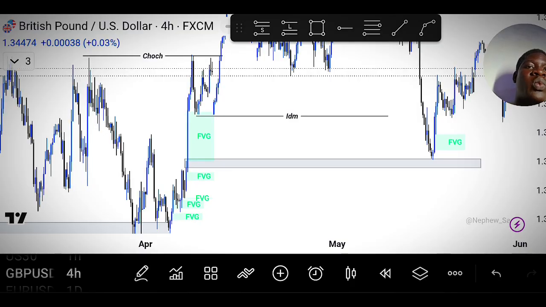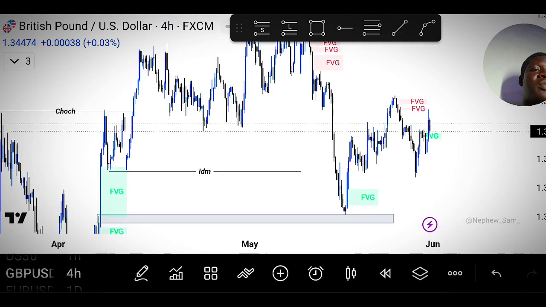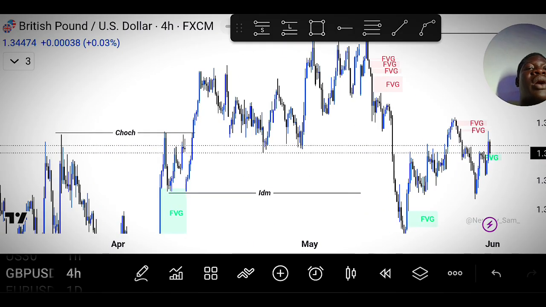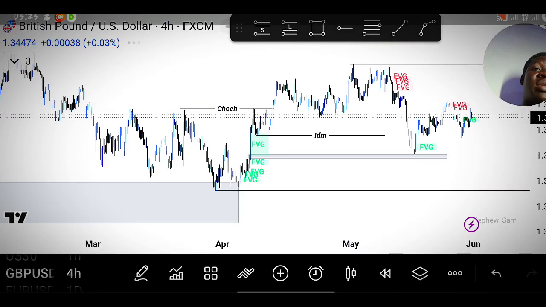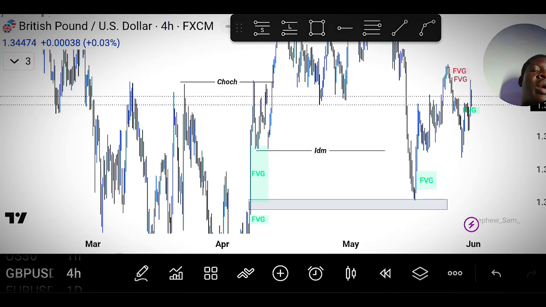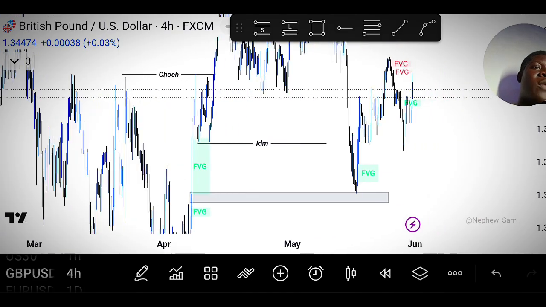When the market gets to the nearest point of interest on the 4-hour time frame, the market pushes to the upside. Okay, now this 4-hour time frame, on the higher time frame, tells us that we are bullish. Now we are on the 4-hour time frame.